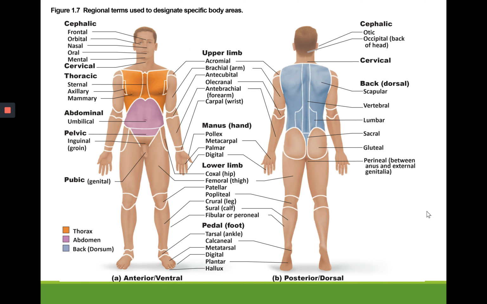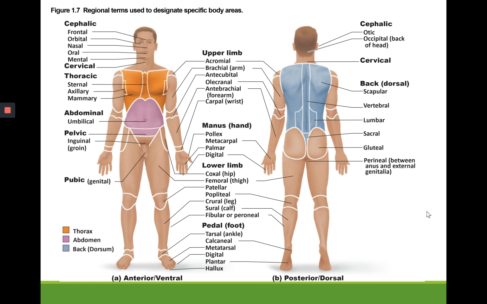Next, let's move to your lower limb. You have the hip, also called the coxal region. You have the thigh, also called the femoral region. You have the patellar region, which is your kneecap. Behind your kneecap, so the bend of your lower limb, is the popliteal region. Your crural region, also known colloquially as the leg, is something you might call your shin, whereas your calf is the sural region. So crural before sural, so shin before calf. So C before S alphabetically. You also have on the side the fibular or peroneal region. That's actually where your fibula, a bone, would be located.